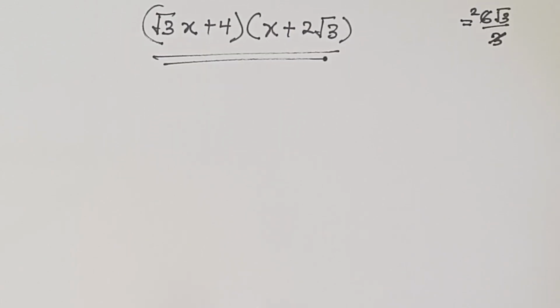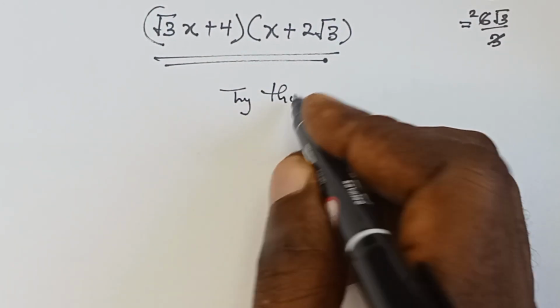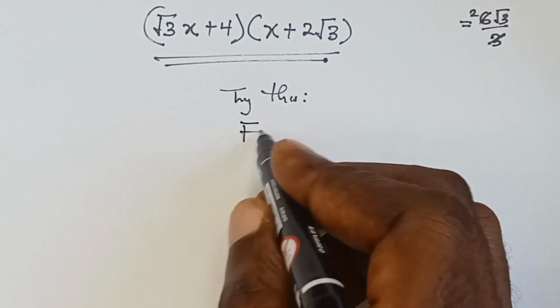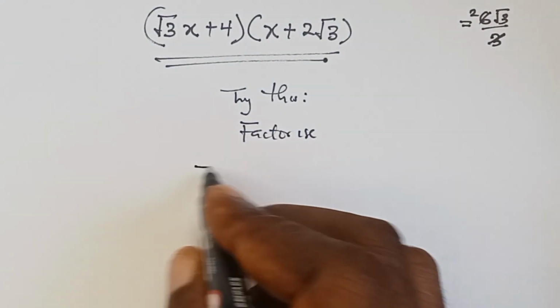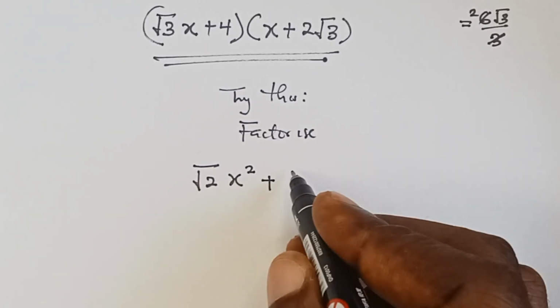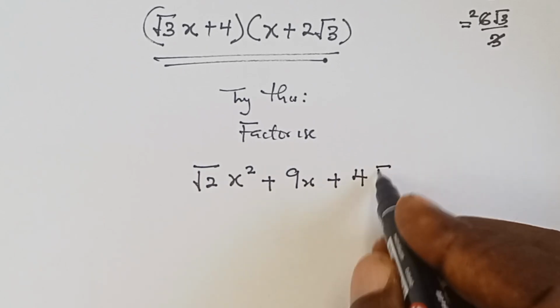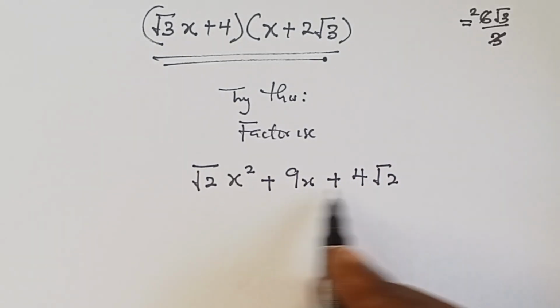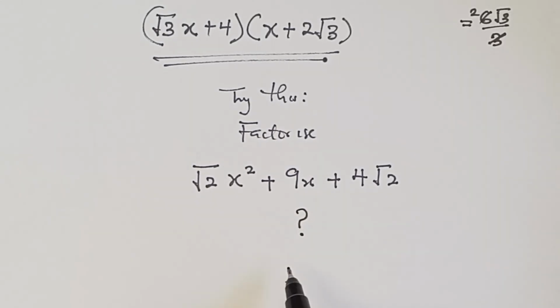Now let's try this. Factorize square root of 2 x squared plus 9x plus 4 root 2. Let's factorize this and write our answer in the comment section.